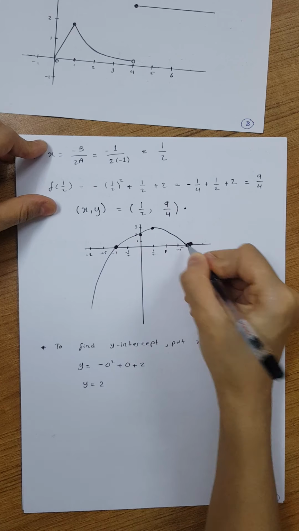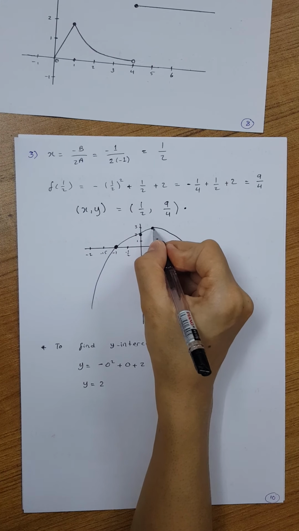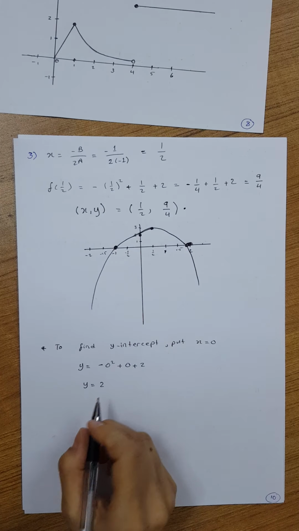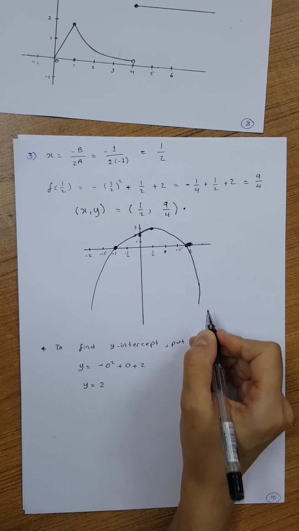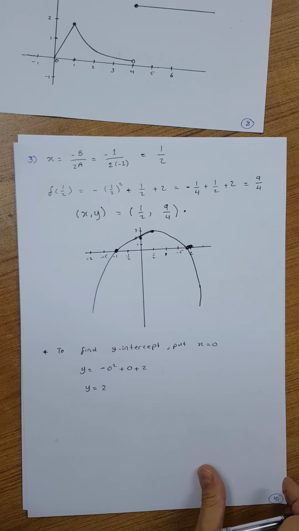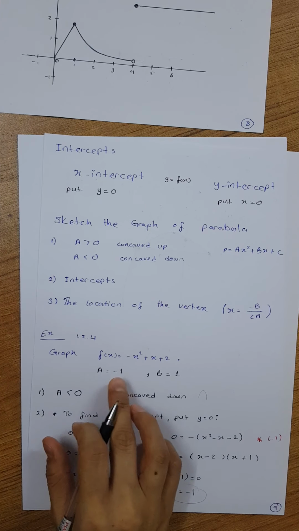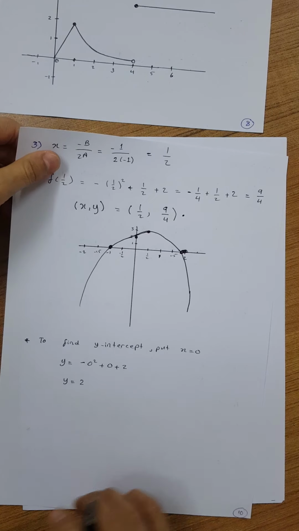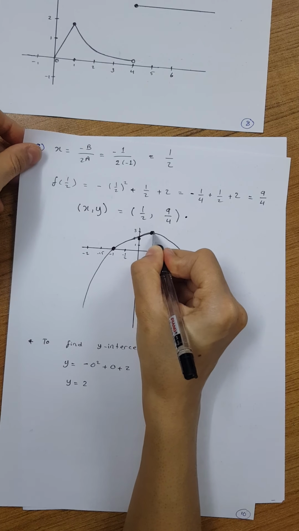Sorry, that point, let it be here, okay. Those points, I'm connecting them. Why did I make the parabola upside down? Because I know that the value of the a that I have got is negative and the parabola is upside down. This is the vertex of the parabola.